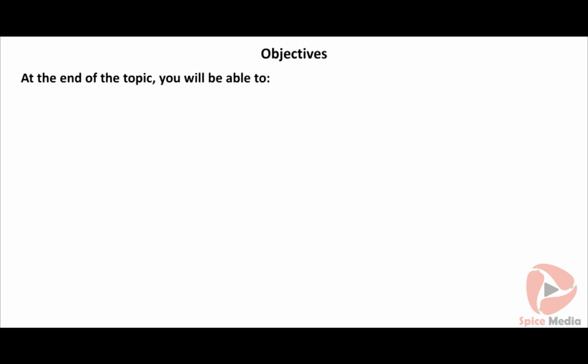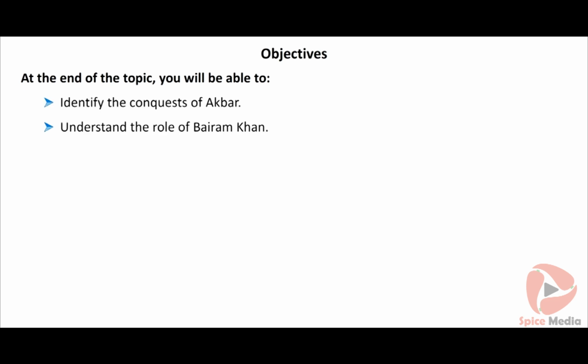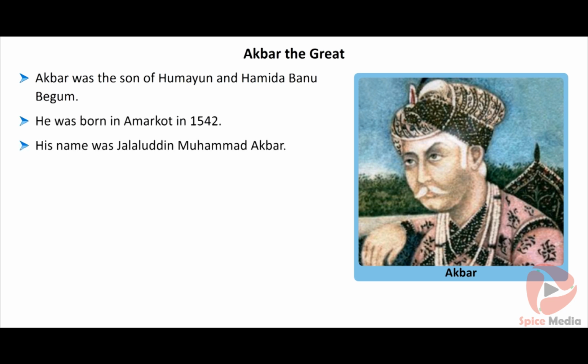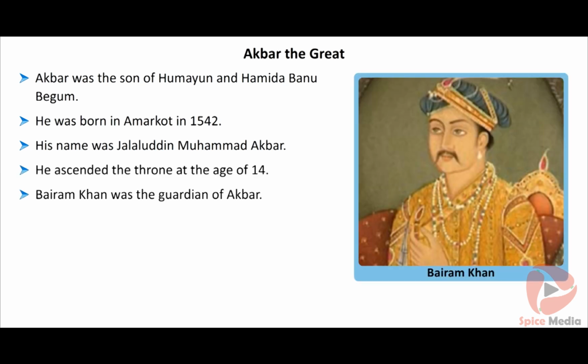At the end of the topic, you will be able to identify the conquest of Akbar, understand the role of Bairam Khan, and estimate the role of Akbar as a ruler. Akbar was the son of Humayun and Hamida Banu Begum. He was born in Amarkot in 1542. His name was Jalauddin Muhammad Akbar. Soon after his father's death, he ascended the throne at the age of 14. He was one of the greatest Indian rulers.